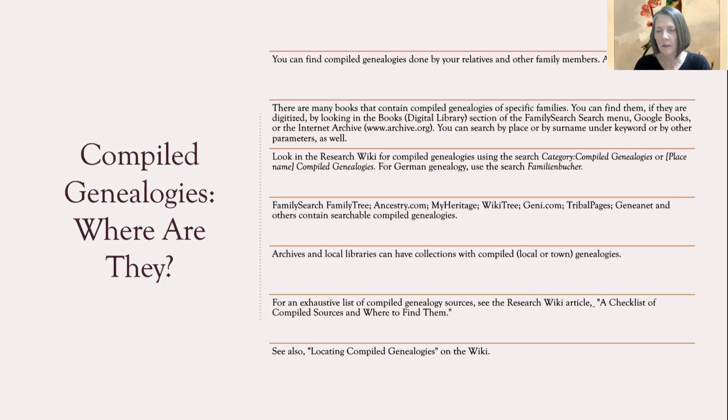Archives and local libraries can have collections within their library that are not online necessarily. In fact, most of them probably aren't online. We just were down in a little tiny town in northern Nevada, actually. And we stopped at their museum, and they had shelves and shelves of old family history books that had been given to them, donated to them. And many, many of them had genealogies in them. So that would, if you were from that area, it would be fantastic for genealogy. So you can go to the Research Wiki article called The Checklist of Compiled Sources, and this will give you some more information on how to find those and also locating compiled genealogies.